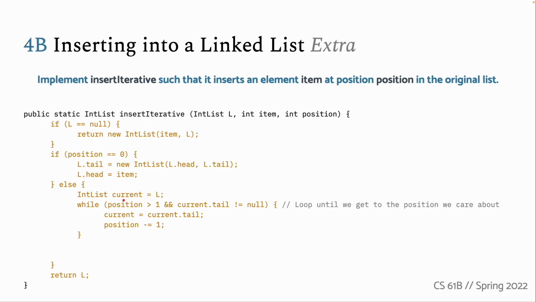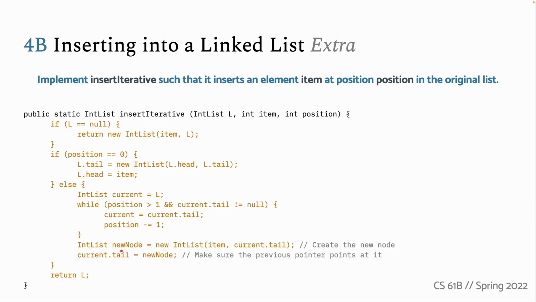And now we're going to loop until we get to the position that we care about. So we're going to loop until our position is 0 and or we hit the end of the list. So we want to make sure we're not hitting the end of the list, and we also want to go until we hit that correct position. And at each step, we just iterate forward and subtract 1 from the position. This can be done in a for loop as well. It's just a little neater to do this in a while loop because there are 2 conditions that we have to check and 2 steps that we have to take.